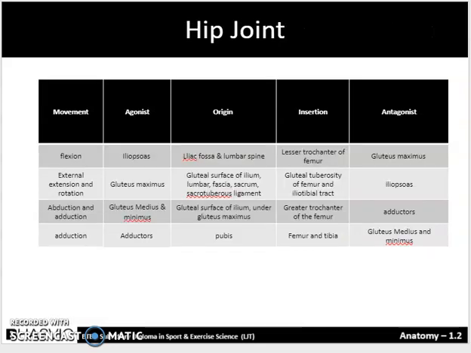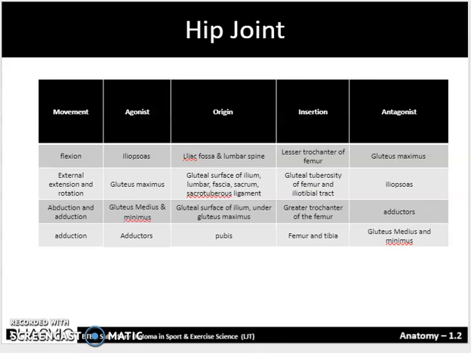Now we are moving on to the hip joint, and as we can see, the hip joint allows quite a lot of movement. This is because it is a ball and socket joint, which is a synovial joint which allows lots of different movement types.